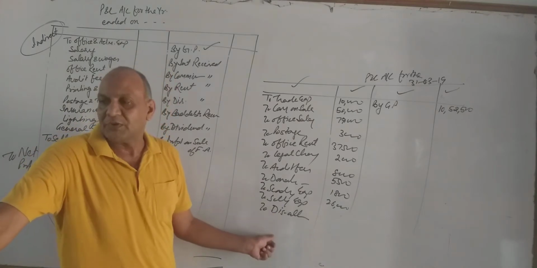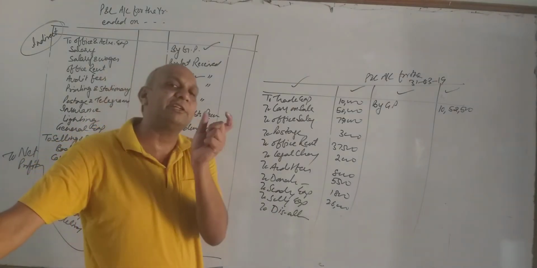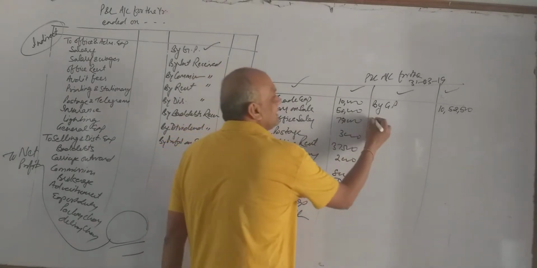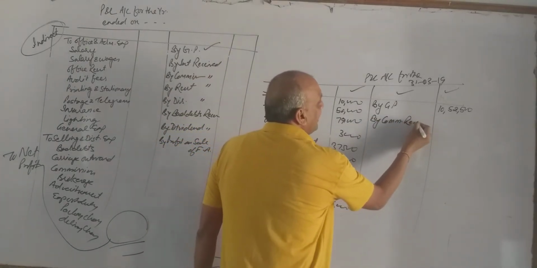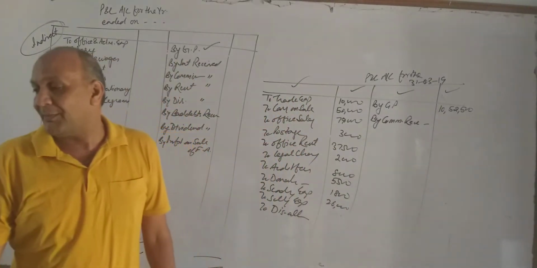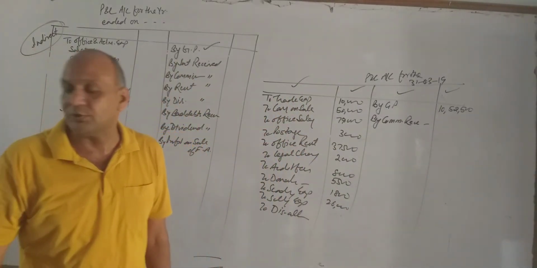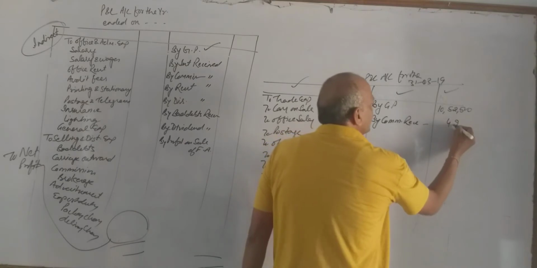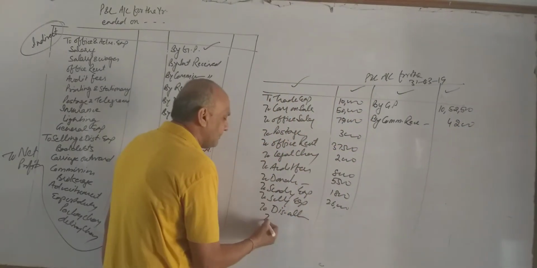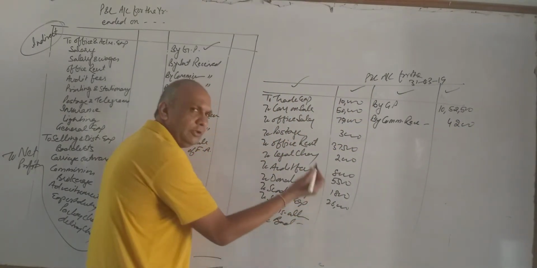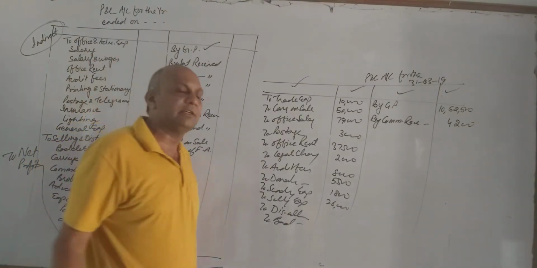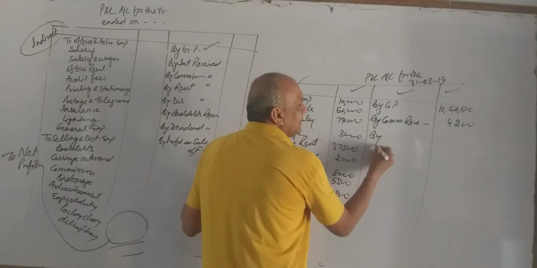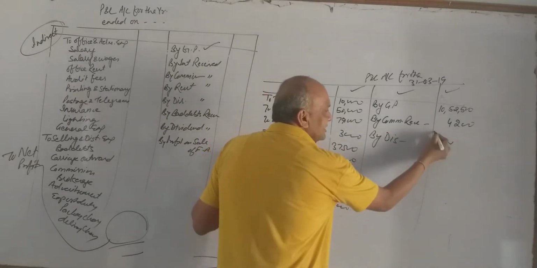Then we have lighting, to lighting. Then we have been given commission received, written very clearly, received. So it is our income. That's why it will be shown on the credit side, by commission received. The amount is 4,200. Then we have been given bad debts. So we will write on the debit side, to bad debts. Then discount, it is written credit. Credit means income received by discount, credit side.